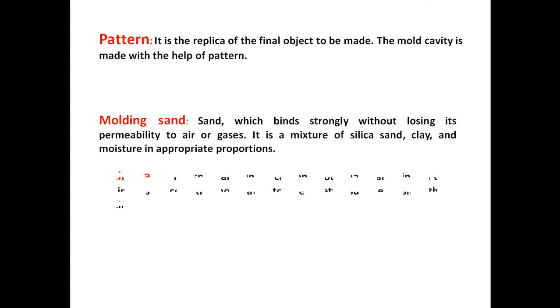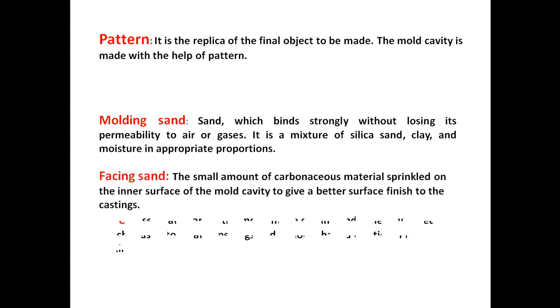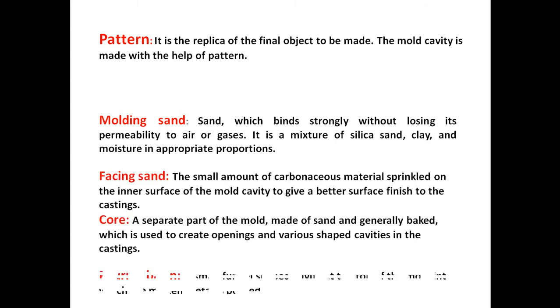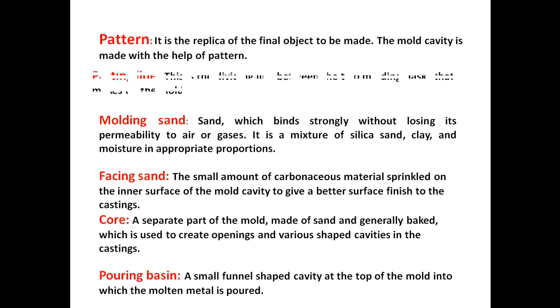So pattern. What is pattern? Replica of the final object to be made. We have seen in the video, I need to form a component. So in order to form that component, I need to prepare a model of the same component that I need to manufacture. For example, as I told you earlier, if I need to manufacture an IC engine cylinder, I need to have a model of an IC engine cylinder.